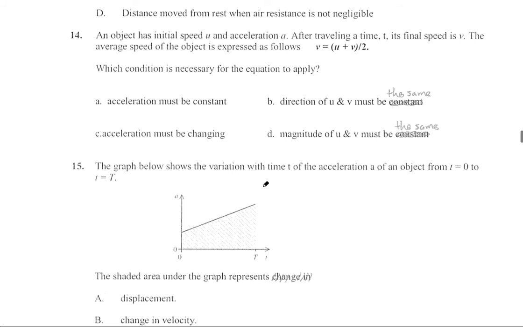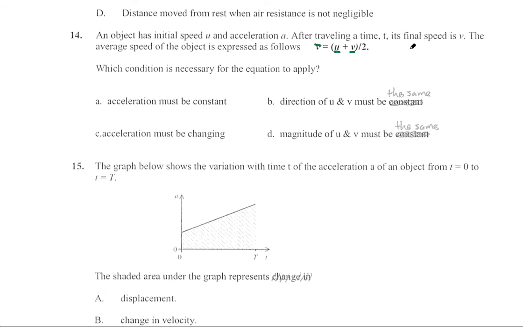So number 14, initial speed u and acceleration a after time t, the final speed is v. The average speed of the object can be expressed. So this is just like any definition of average. We have two speeds, u and v, and if I want to figure out the average speed, which we probably want to write as v bar, you just add them up and divide by 2. So which condition is necessary for the equation to apply?